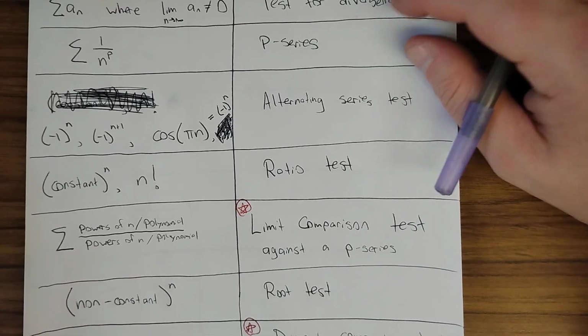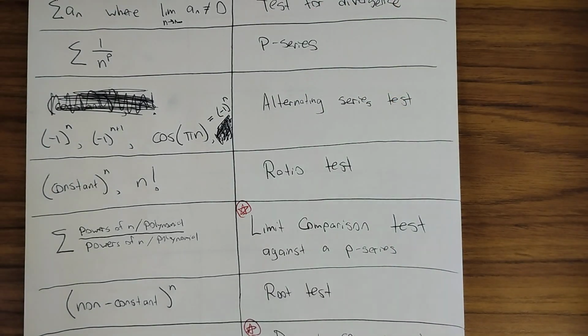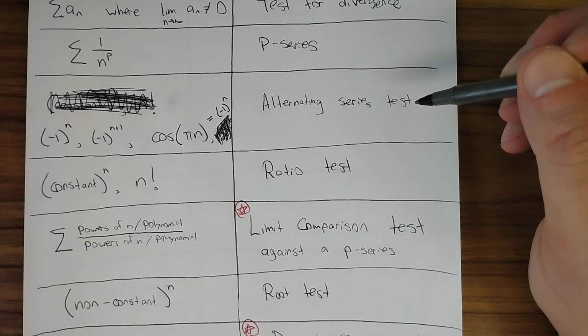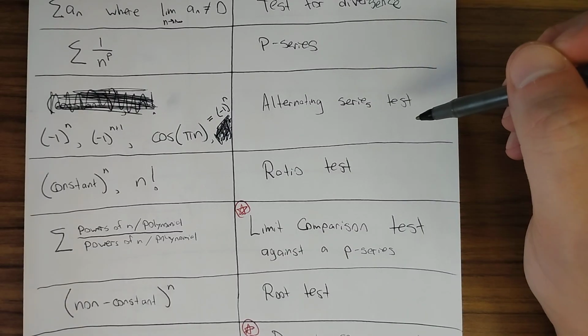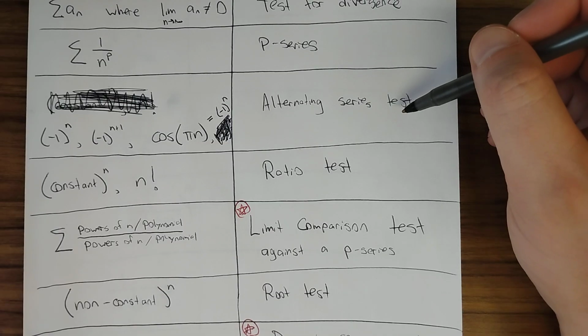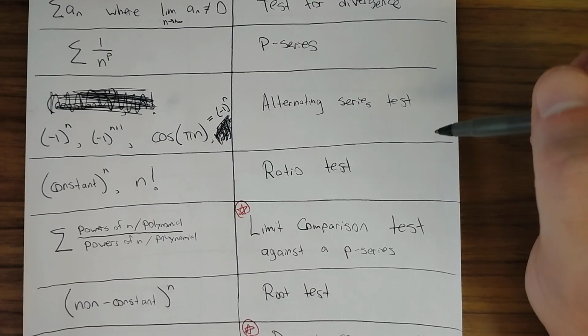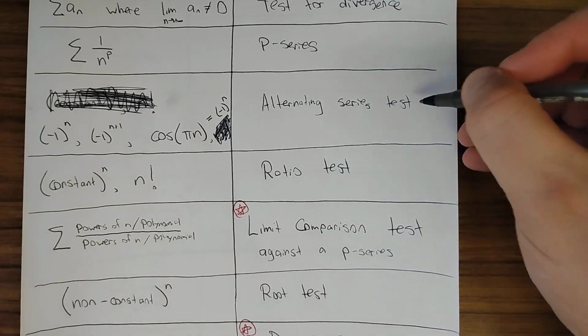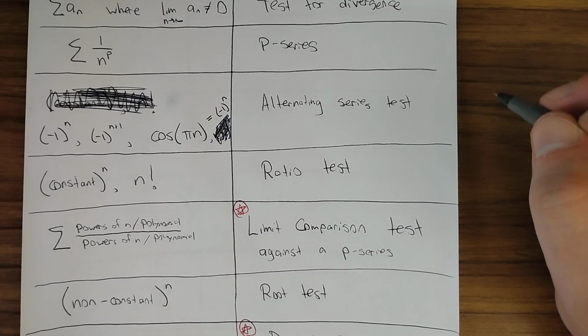But if I see that, I'm going to do the alternating series test. And this is important to get out of the way because some of the other tests require all of the terms to be positive. So if you've got terms alternating between positive and negative, you probably really want to use the alternating series test.